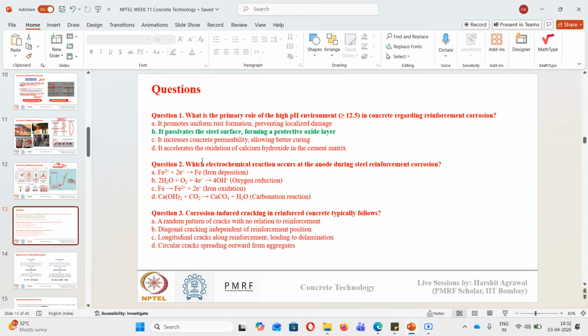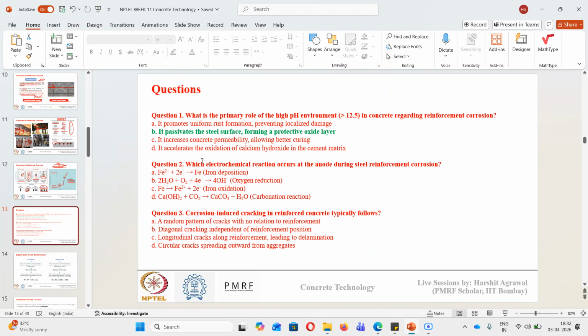So in high pH a stable passive layer is formed over the steel surface, and that passive layer prevents or slows down the interaction of steel with the environment. That's why we say that reinforced concrete has an infinitely long lifespan until there are some aggressive ions coming at the steel-concrete interface.